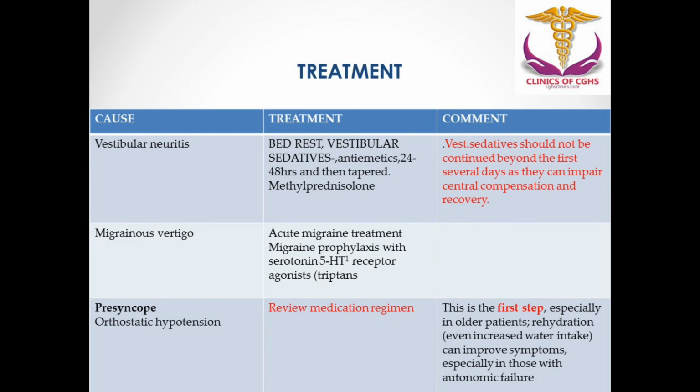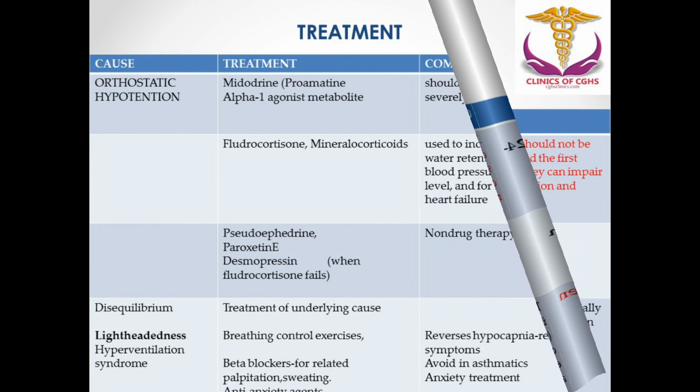Migrainous vertigo is treated in the acute phase as any other migrainous attack with aspirin, non-steroidal anti-inflammatory drugs, triptans and antiemetics. Migraine preventive treatment is used to prevent further attacks.